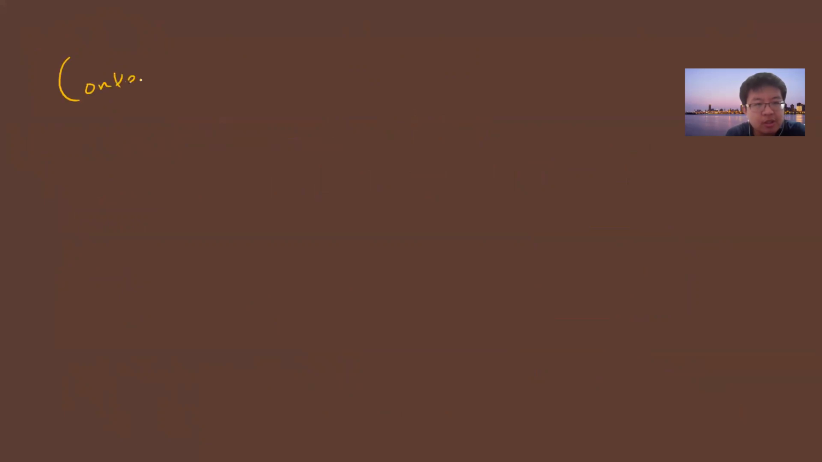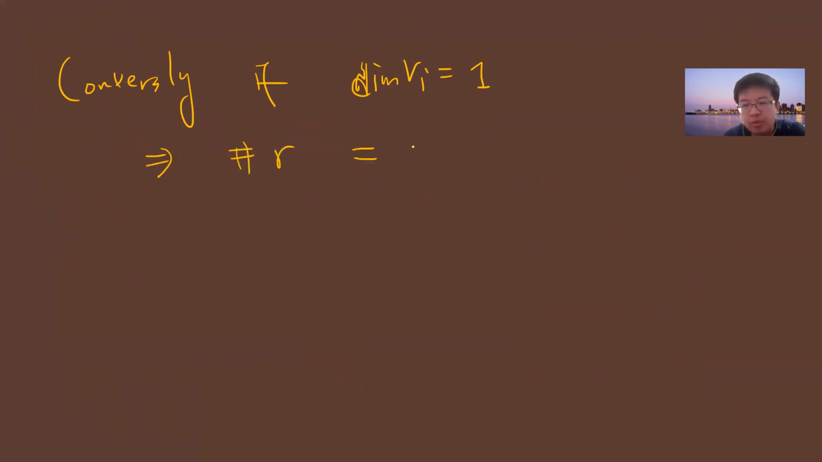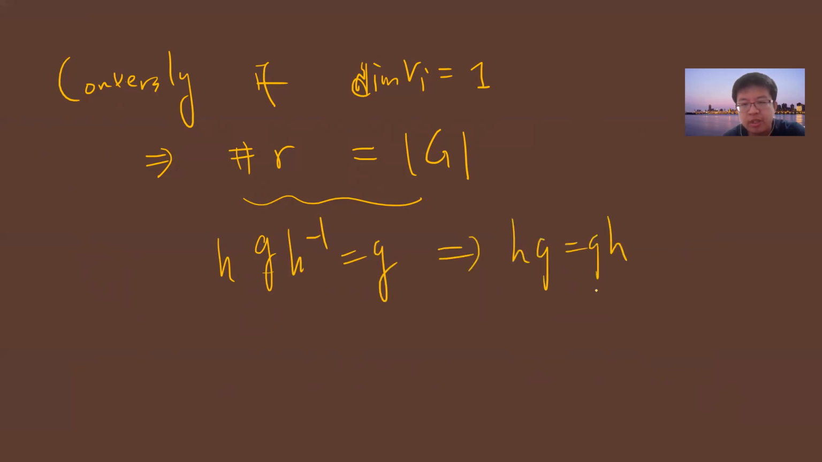Conversely, if every irreducible representation has dimension 1, then the number of conjugacy classes will be the same as the order of G, because you have G of them. That means every conjugacy class is a single element, so the conjugacy class of g is g itself. So h g h inverse is the same as g, which makes hg equal gh for every g and h. So that means G is abelian.